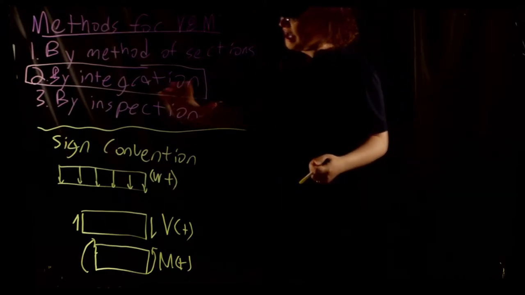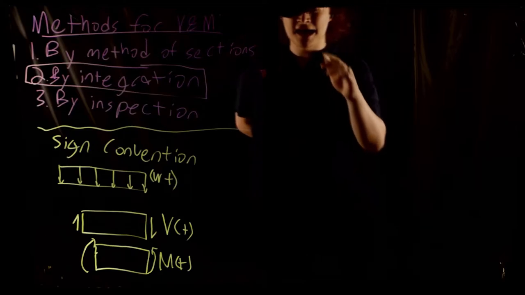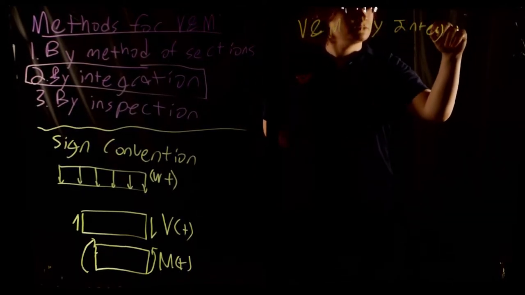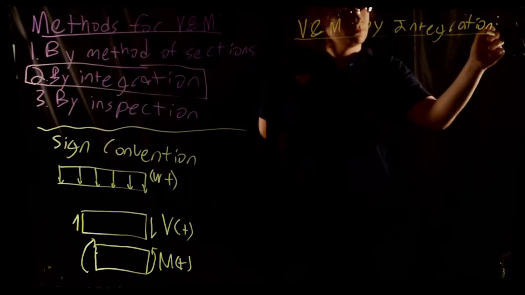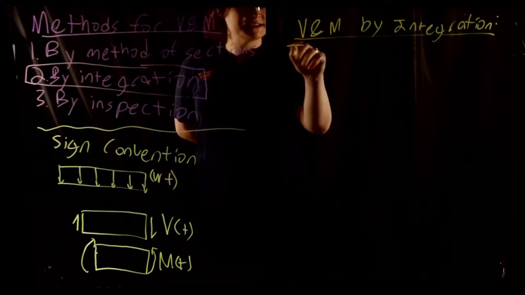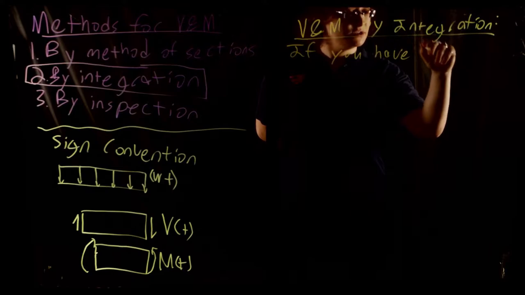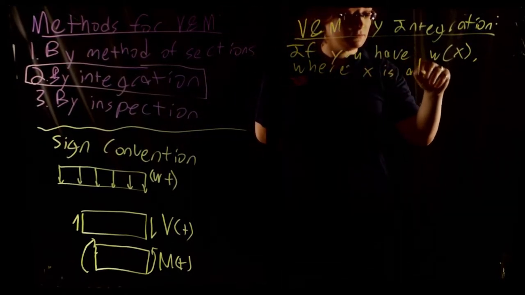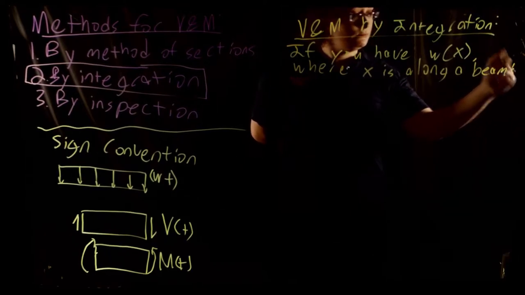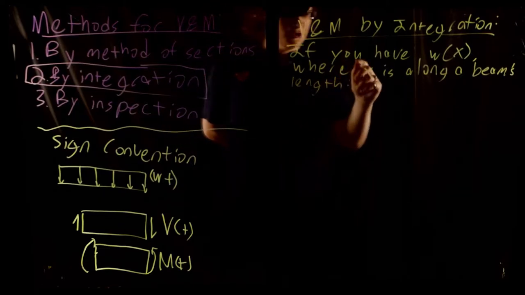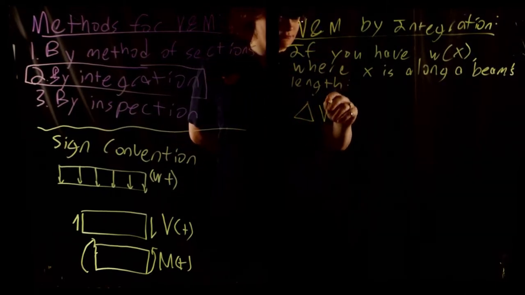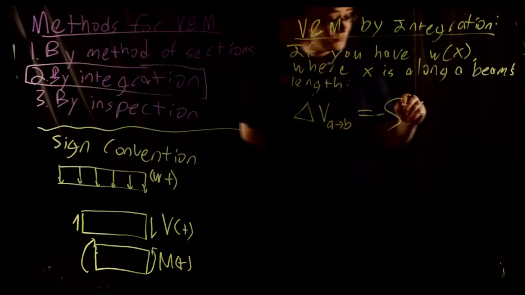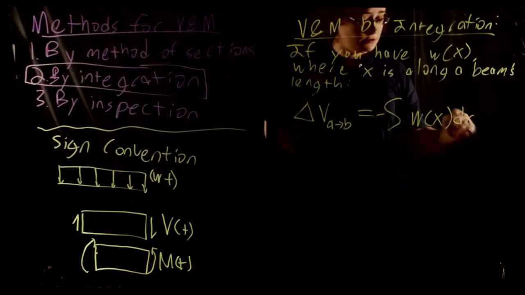All right, so let us now look at the relationships between load, shear, and moment that we can apply for V and M by integration. So if you have W as a function of X, where X is along the length of the beam, I can say the change in shear between two points, say between A and B, is equal to the integral, and specifically the negative integral, of W of X dx between A and B.